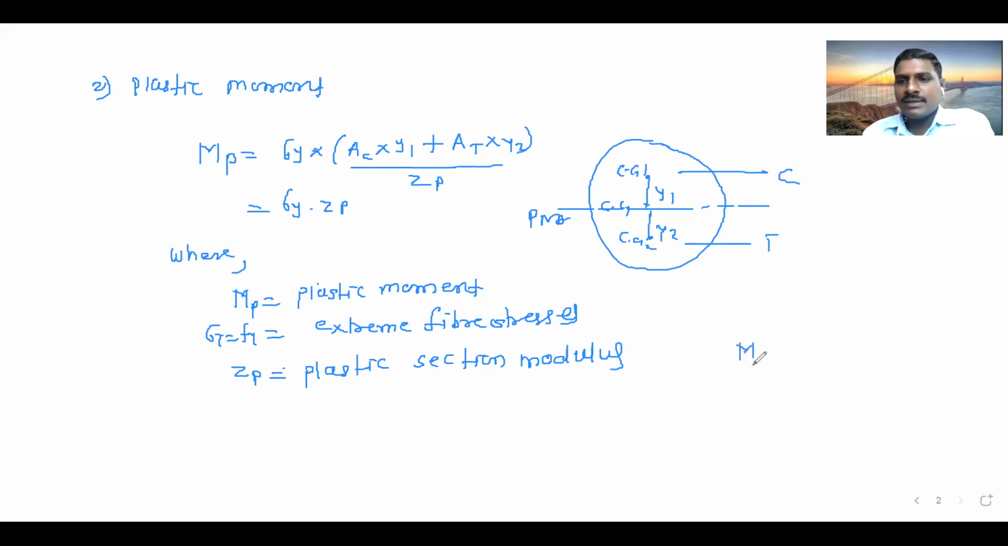See, M by I is equal to sigma by y. This is our basic equation that you got.